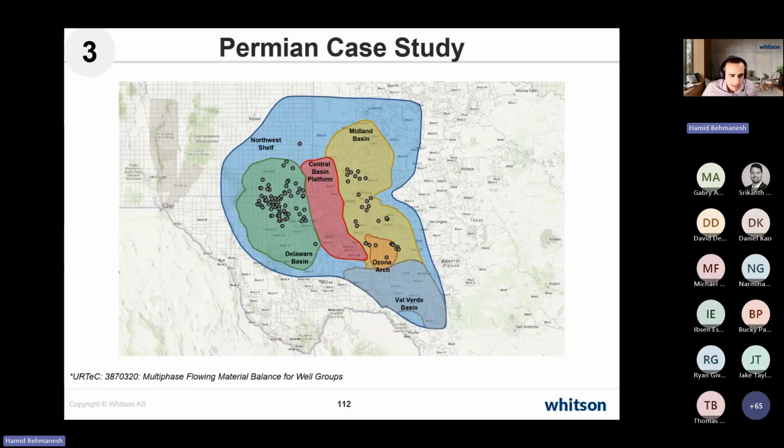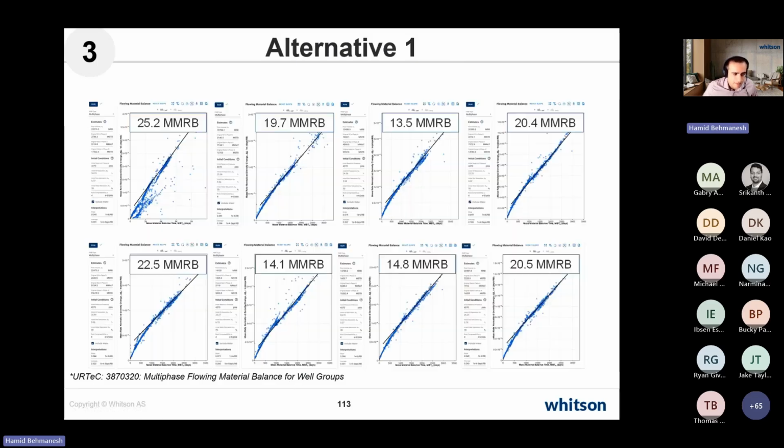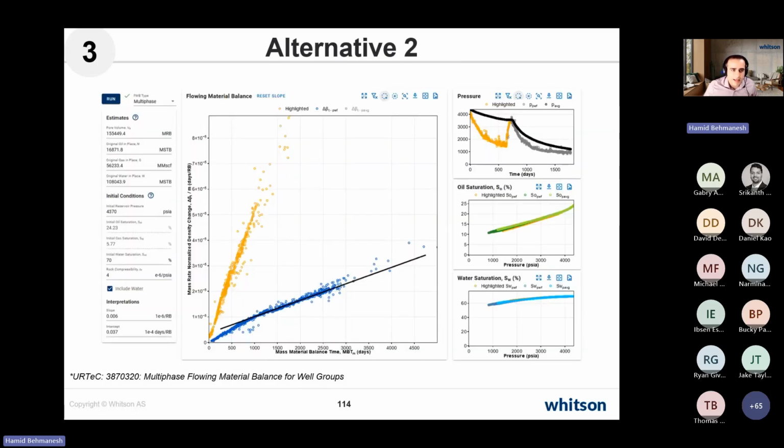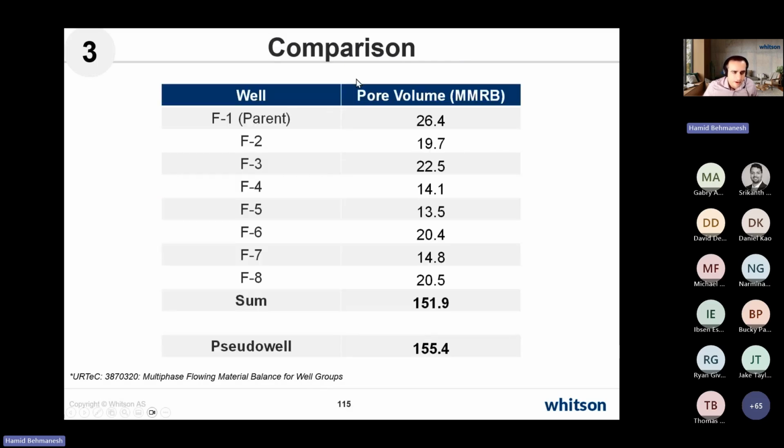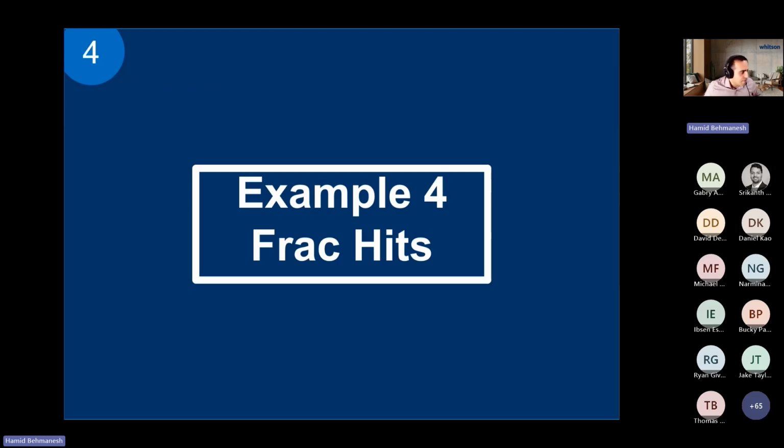And it's a Permian example. Again, for this paper on the group of wells, make sure you get a copy of it as well. They did this for a bunch of wells and analyzed it as an alternative tool with the pseudo well, and the results are very consistent. Example 4, I leave for after the break.